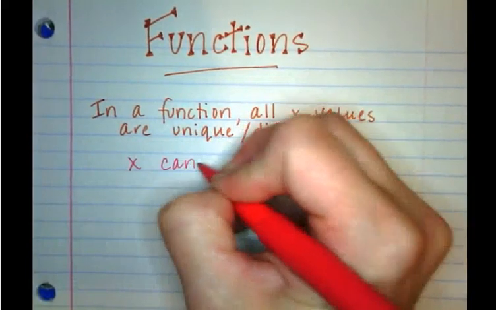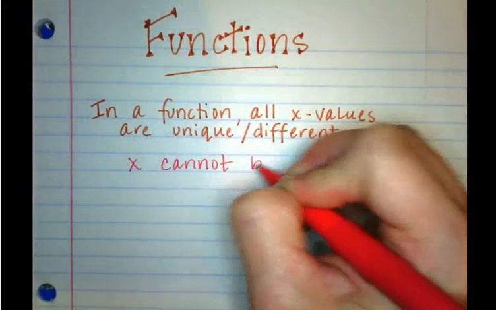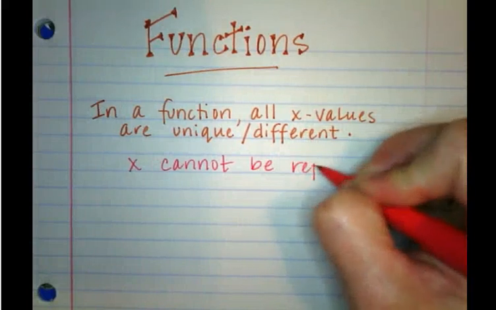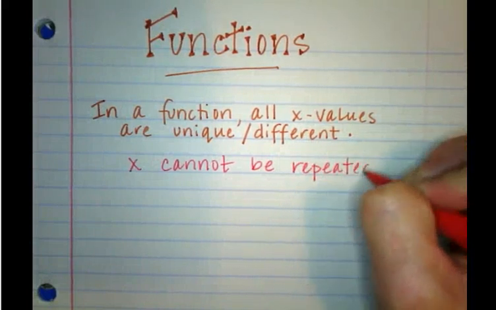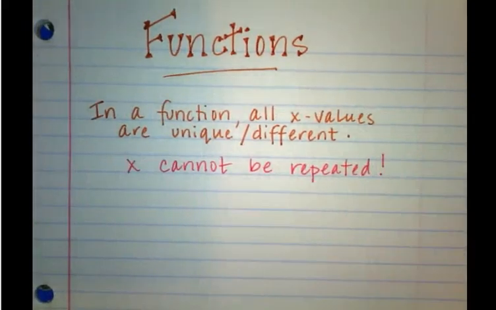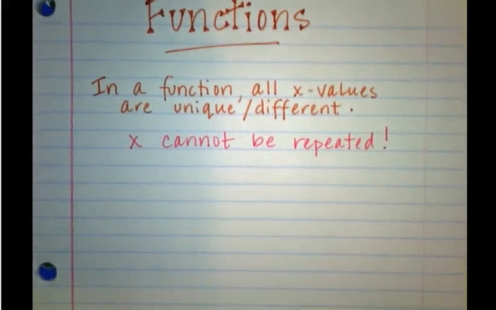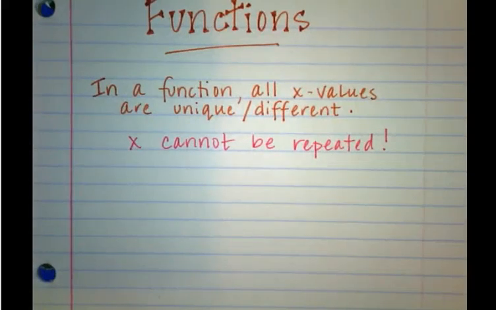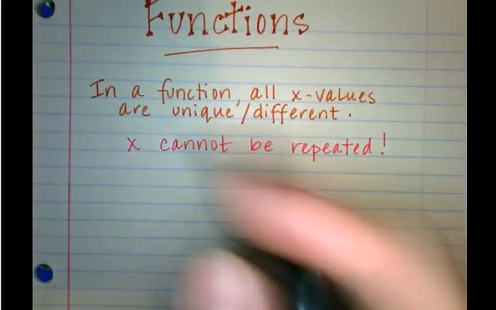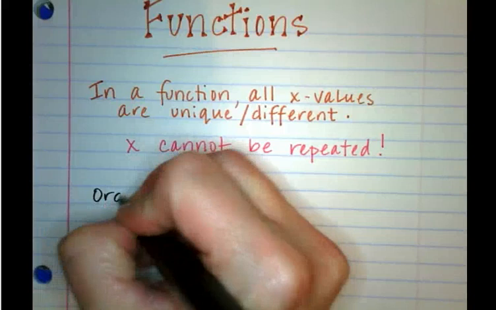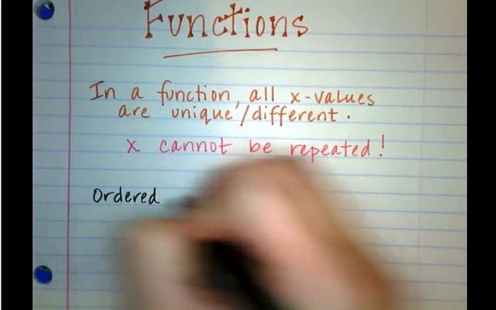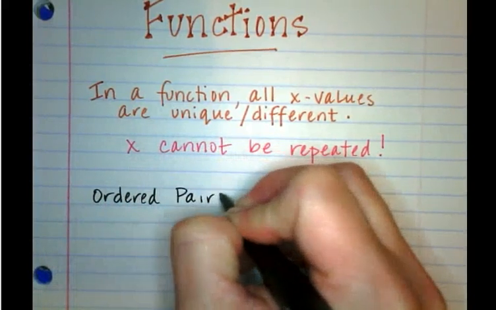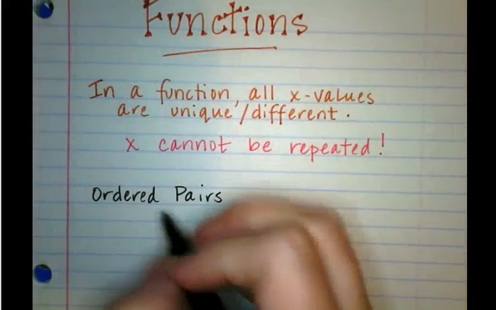X cannot be repeated. All right, so what that means is that for every x, there's only one y. Now, there are a few ways that we can write or show a function. First thing is just with our ordered pairs. So you've worked a little bit with ordered pairs now.